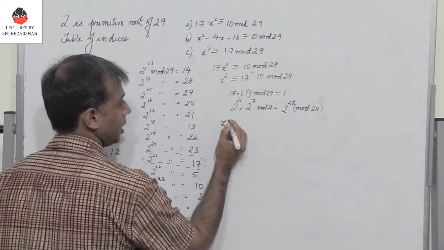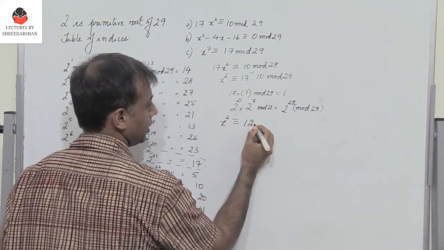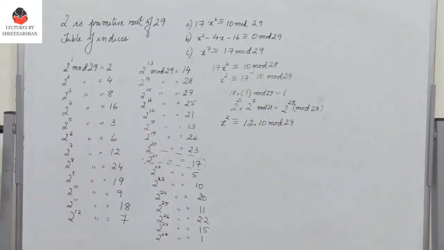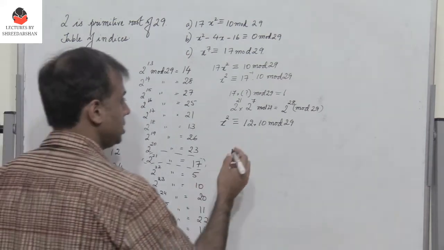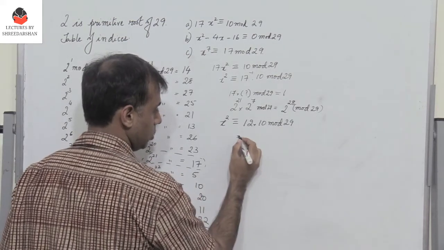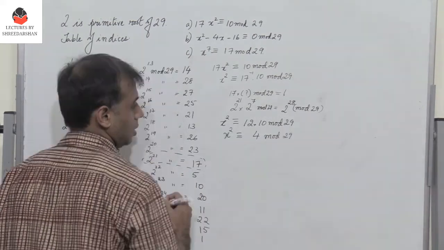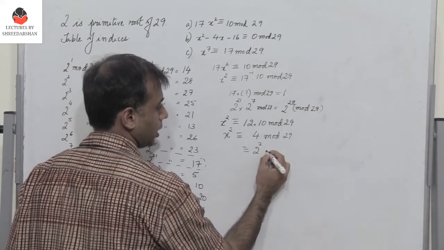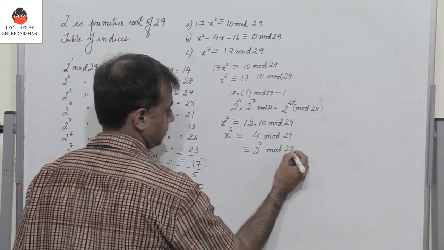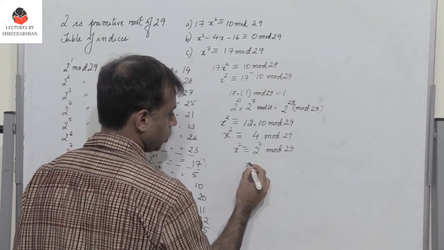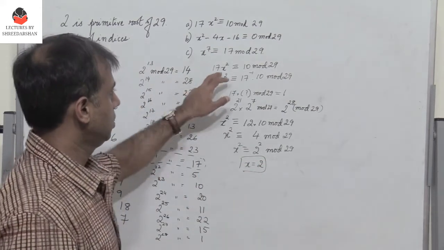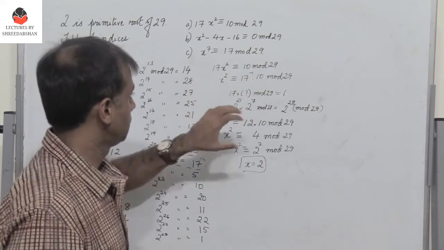So 12 is the inverse of 17. So I have x square, which is congruent to 12 into 10 mod 29. Now when I multiply these two, I get 120. 120 in mod 29 would give me a value 4. So x square is 4, which I can write as 2 square mod 29. So x square is congruent to 2 square. So what is x? X is 2. When I substitute the value of x, LHS becomes equal to RHS.